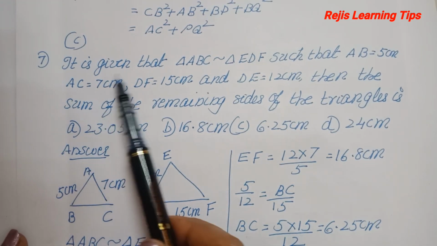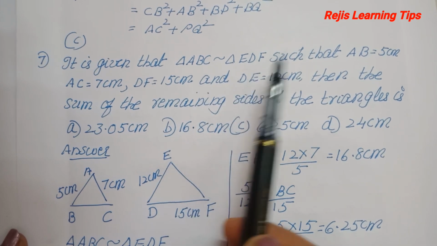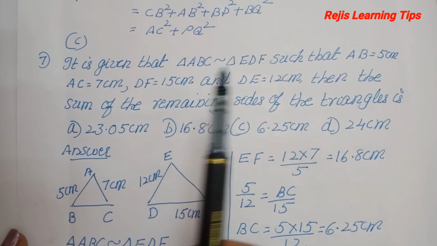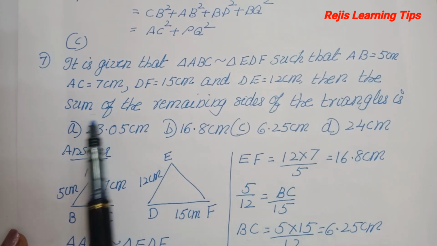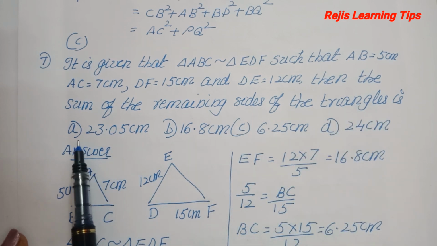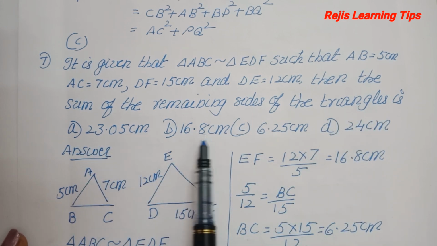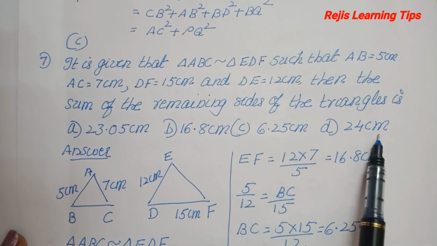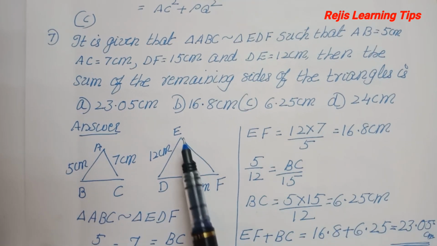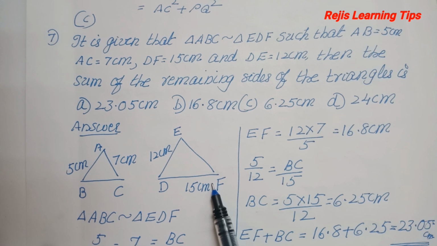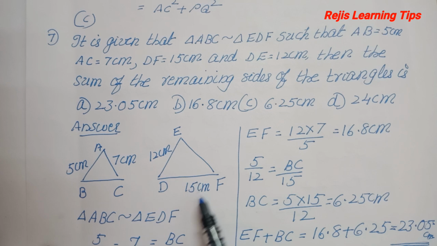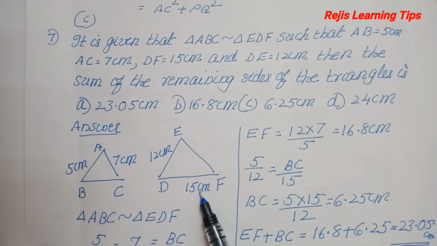Then 7th question, it is given that triangle ABC is similar to triangle EDF such that AB is equal to 5 cm, AC is equal to 7 cm, DF is equal to 15 cm and ED is equal to 12 cm. Then the sum of the remaining sides of the triangles is A 23.05 cm, 16.8 cm, 6.25 cm, 24 cm. Triangle ABC and triangle DEF are similar. AB is equal to 5 cm, AC is equal to 7 cm, ED is equal to 12 cm and DF is equal to 15 cm.